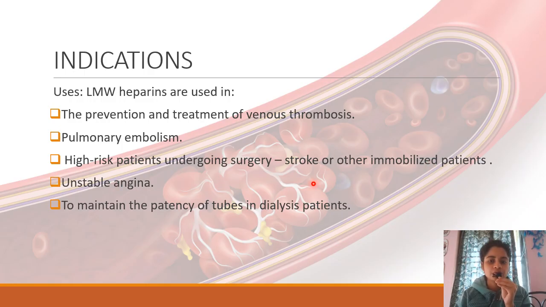So that also we should look for carefully. If the patient is on any antiplatelet drugs, we should avoid it, but if it is necessary, then we can start it at a low dose. Unstable angina, and to maintain the patency of tubes in dialysis patients.